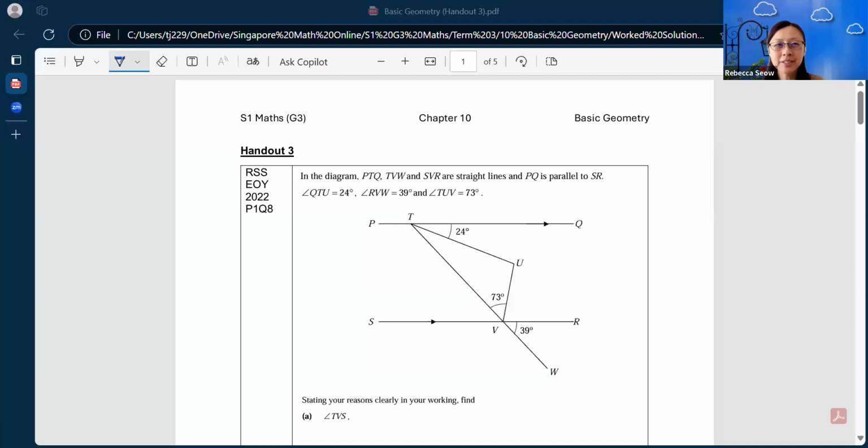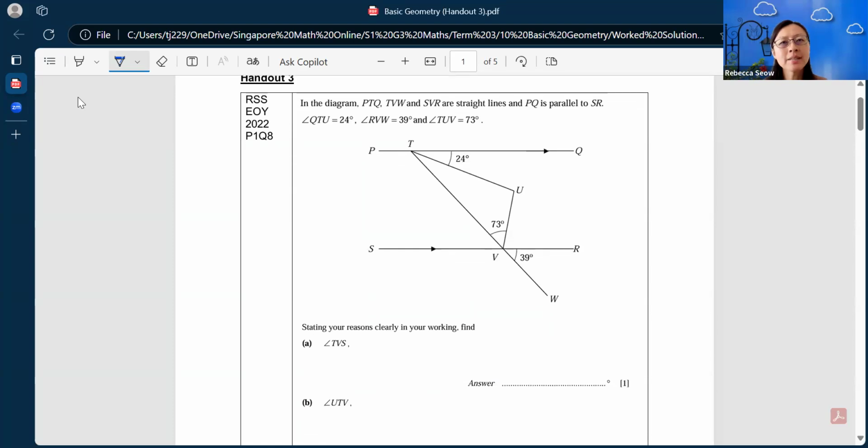For the first question, we are looking at RSS EOY 2022 Paper 1 Question 8. In this diagram, it's mentioned that PTQ, TVW, SVR are straight lines and PQ is parallel to SR. We are also given that angle QTU is equal to 24 degrees, angle RVW is equal to 39 degrees, and angle TUV is 73 degrees.